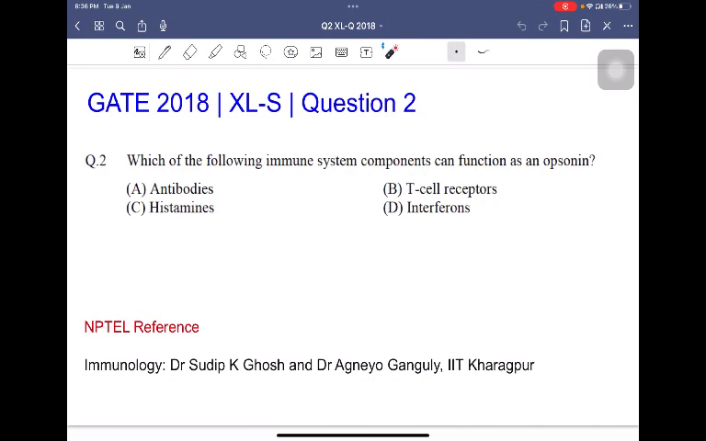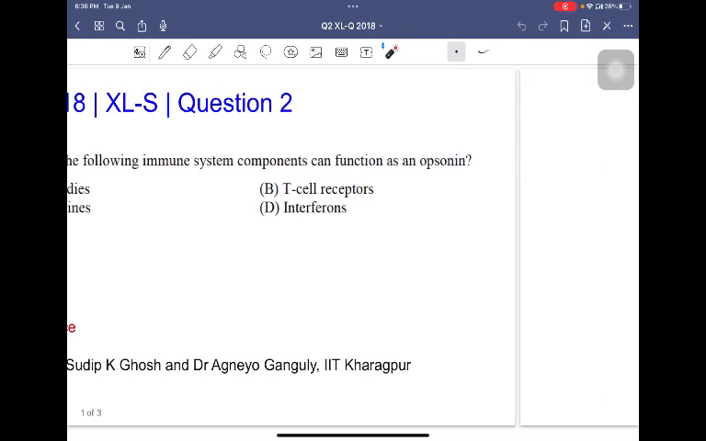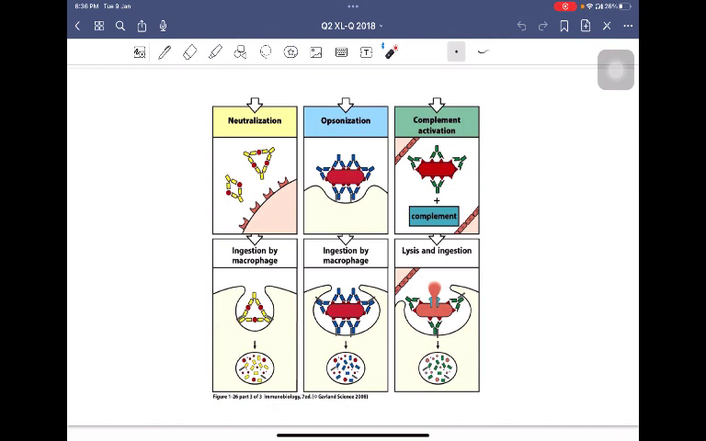Now, what is opsonin and what is opsonization? We know that there are three functions of antibodies: neutralization, opsonization, and complement activation. Antibodies can neutralize antigens. So what do they do? These antigens and antibodies can form complexes. This antigen antibody complex becomes a large complex, which is why it can precipitate and the antigen can be neutralized. So it cannot remain in the system anymore. That is how the antibodies neutralize the antigen.